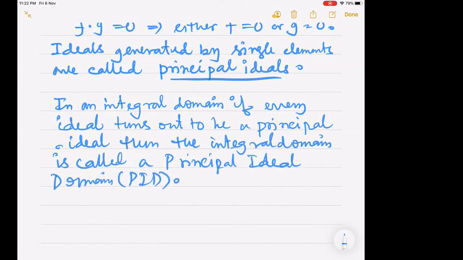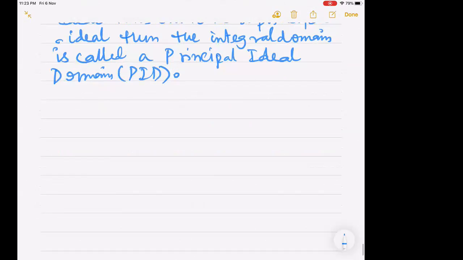I hope you are getting my point. What I'm saying here is that in an integral domain, whatever the ideal may be, you will always be able to write it as generated by a single element. You will be able to find that single element which would generate this whole ideal. If that is true for every possible ideal, then that integral domain is called a principal ideal domain, and it so happens that Fs is a PID. Fs is a principal ideal domain.